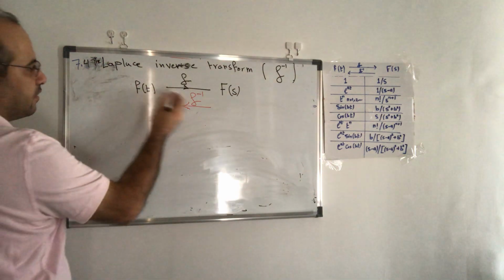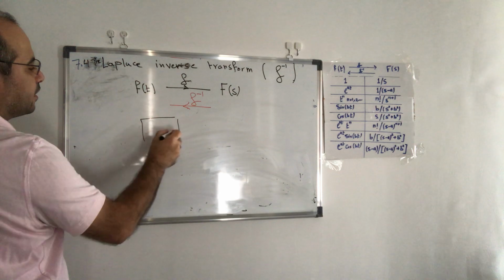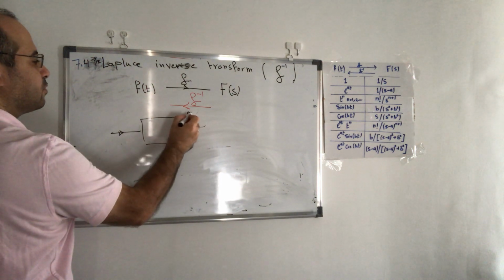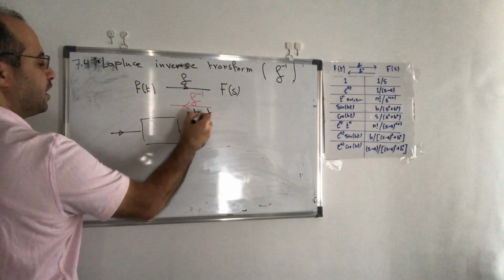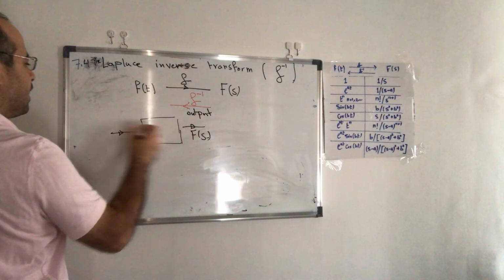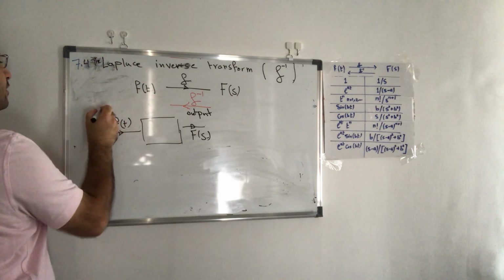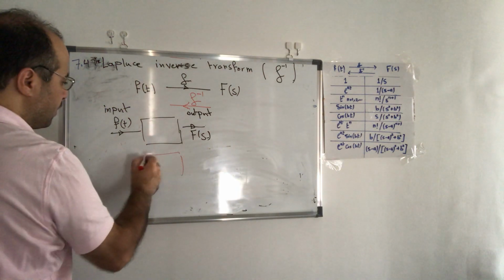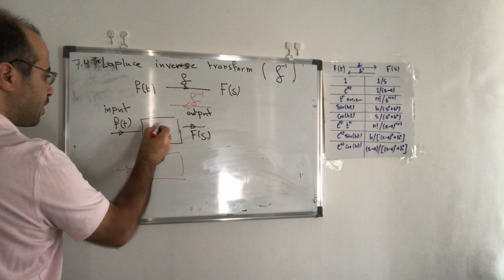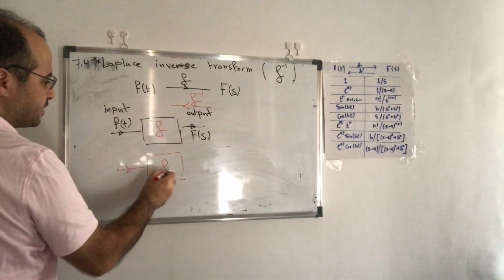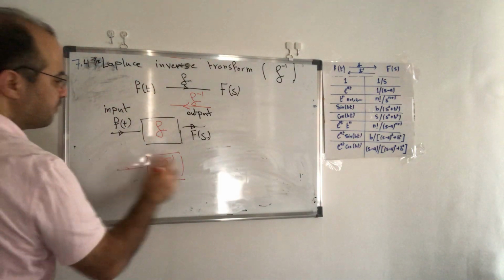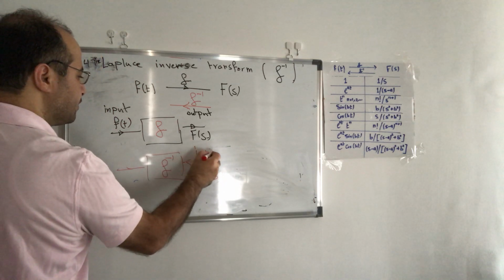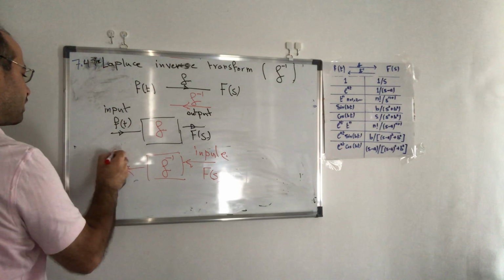In other words, if you want it in a different way, in the past, the input was f of t and the output was F of s. This was Laplace. Now, in our new case, this is Laplace inverse. It is doing the inverse. You have F of s here, this is the input, and I'm asking you for the output here.